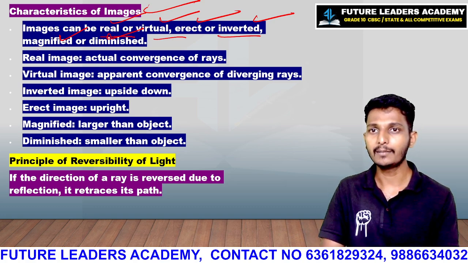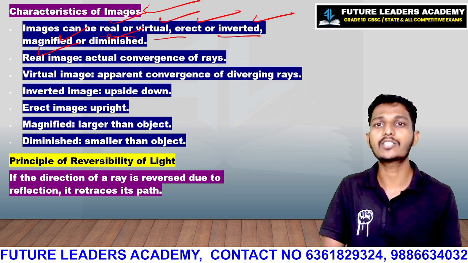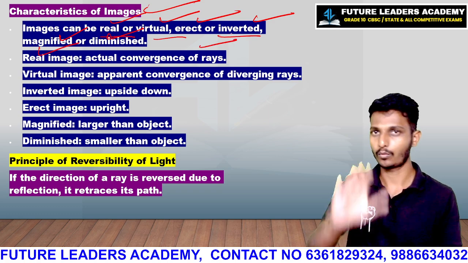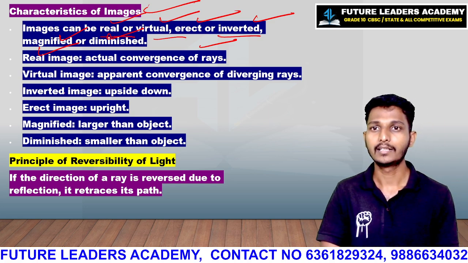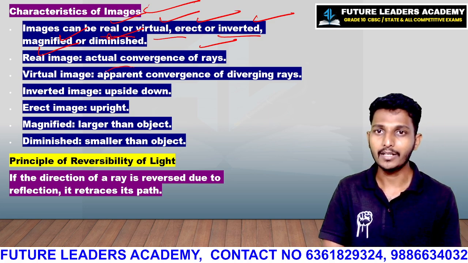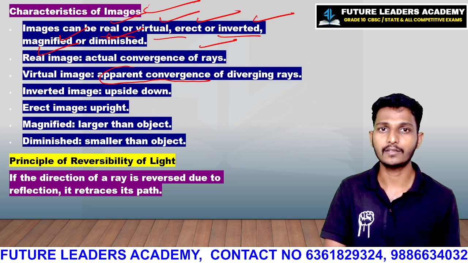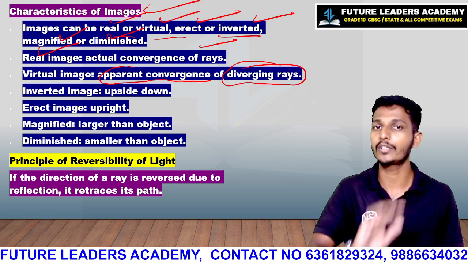Real image. What is a real image? Actual convergence of rays. Exactly the same ray or image or object will be formed. Then virtual image: apparent convergence of a diverging ray. Appearance, virtual, whichever you saw in the plane mirror.